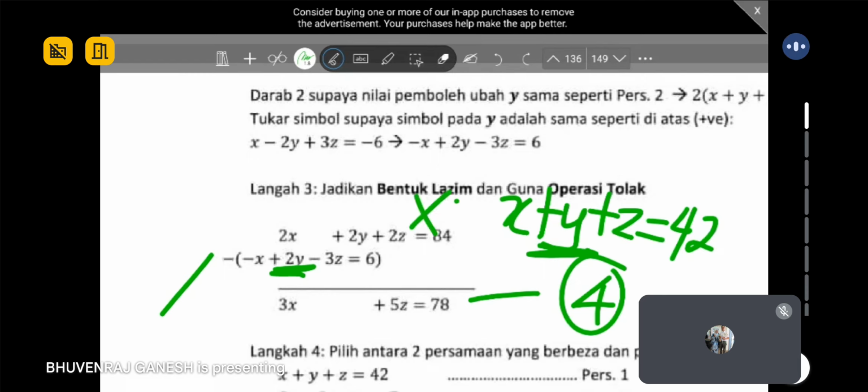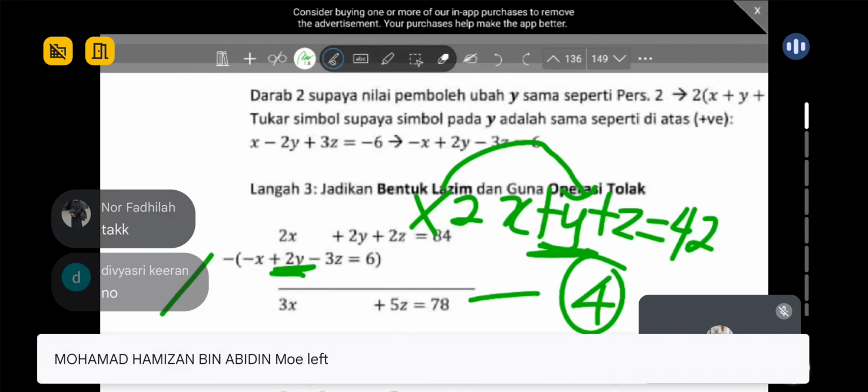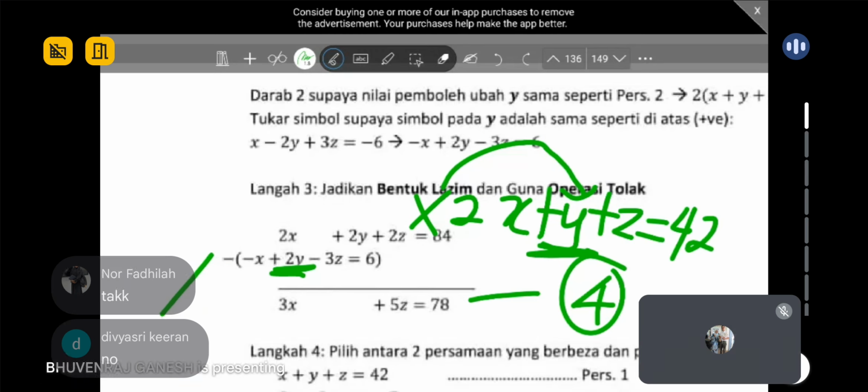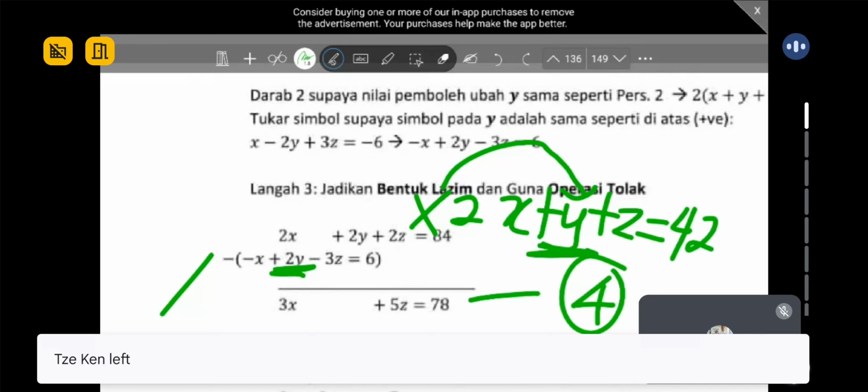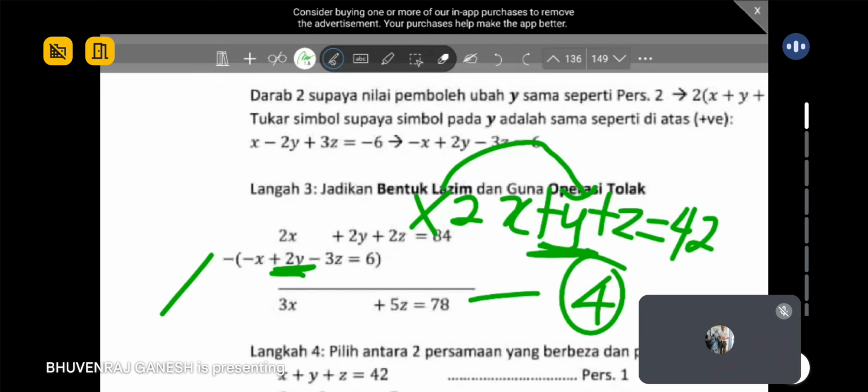You must times 2. Am I right? Can I only times 2 for Y, guys? Can I only multiply 2 for the Y expression only? Yes or no? You think. Can I times Y by 2 only? Cannot. When you times 2, you have to times 2 to the whole equation. You have to multiply 2 to the whole equation so that it is fair. It is fair. Okay? You can think of it as daily life also.